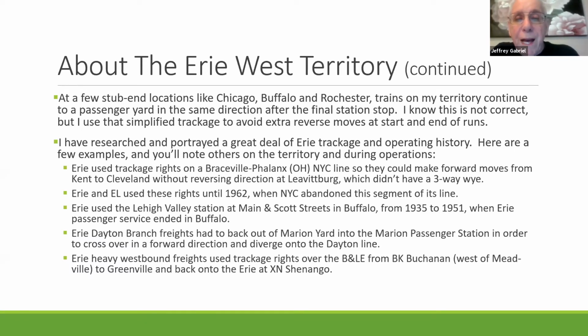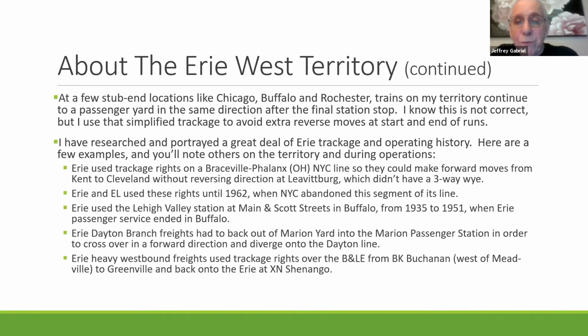Erie used the Lehigh Valley Station at Main and Scott Streets in Buffalo from 1935 to '51, when passenger service ended in Buffalo. So our trains are going to go into the Lehigh Valley Station. The Dayton branch freights had to back out of Marion Yard into the Marion passenger station and really out a ways further in order to then, after the switches were lined, cross over and diverge onto the Dayton line forward. And of course, they made the reverse move when they came back from Dayton.